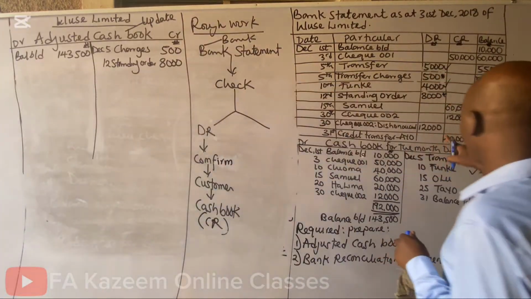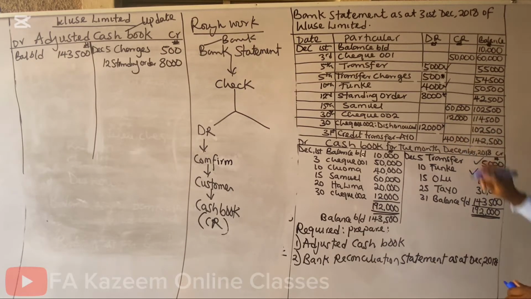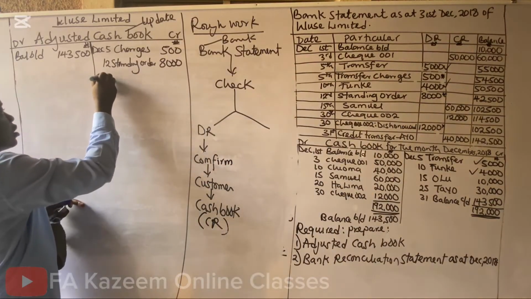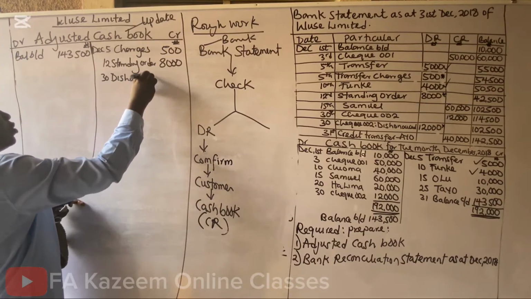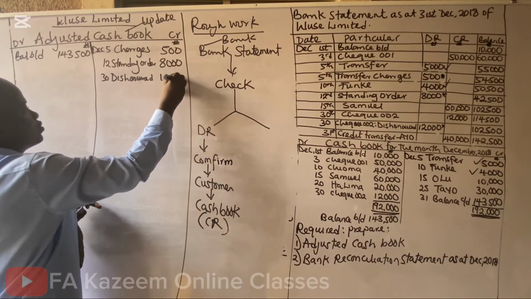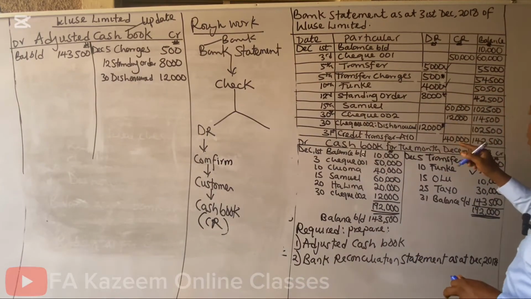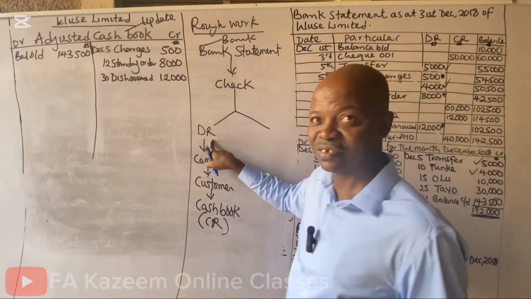After that, we have 12,000 dishonored check of 002. We don't have it here too. Making 3. That's on the 30th. There's a check that was dishonored that was not recorded. Now, after that, making 3, there's nothing here. We are done with this.